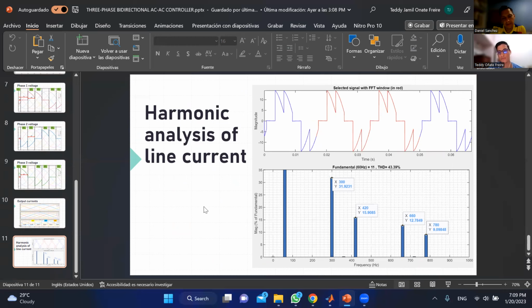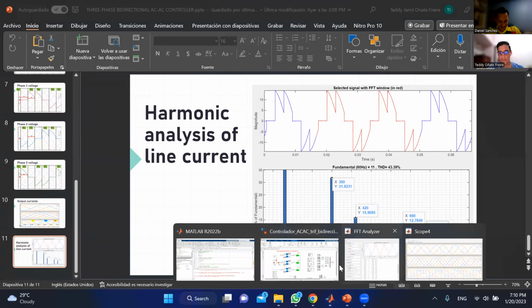Then, as we learned in our theoretical lectures, we don't have even harmonics. And finally, the third harmonic with its multiples doesn't appear either. So we have the fundamental component, then the fifth harmonic, then the seventh harmonic, and so on. Here is the 11th harmonic, and we can see that pattern.